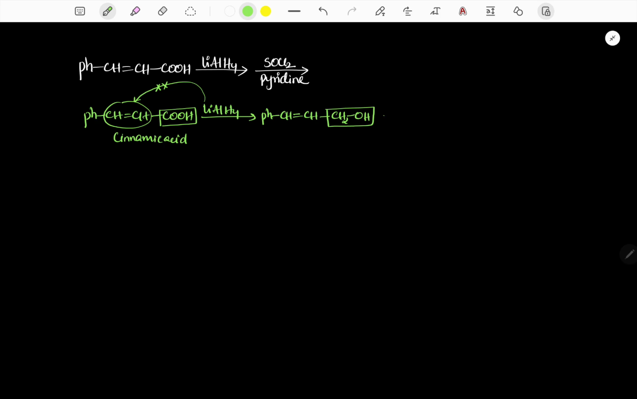Now it is treated with SOCl2 and pyridine, and we know that when alcohol is treated with SOCl2 and pyridine, it follows the SN2 mechanism. Therefore, in place of OH, simply we write the corresponding Cl. It is simply an SN2 type of reaction, and SOCl2 is converted into SO2.